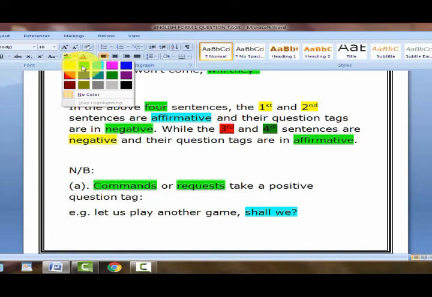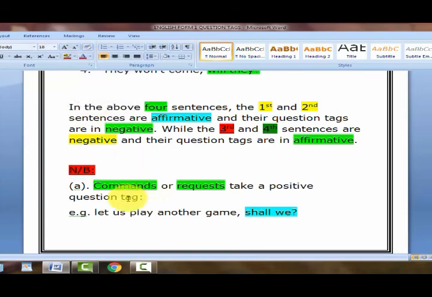We are going to learn about, here comes again, at the top of this exercise was written NB, note. Commands. You've been told commands or a request take a positive question tag. Commands, when you're ordering something, maybe by force, or a request, take a positive question tag. So we treat the commands and request sentences as negative, so the answer becomes positive.